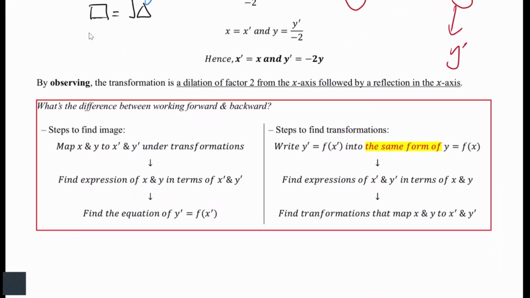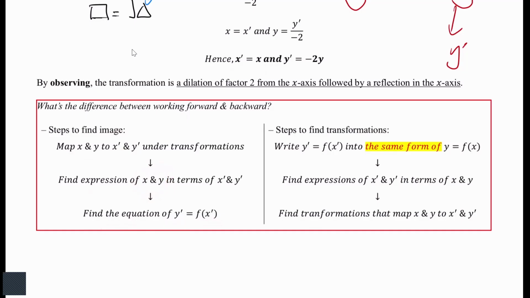All right. Now, let's compare the differences. When you're looking for the image, which is the equation of the graph of the transformation, you are going to map x, y to x dash, y dash and find the expression of x, y in terms of x dash, y dash, because the only information you're given is the original function. You don't have any information about the new function. You want to look for that. So you have to utilize the relationship between x and y, then change it in terms of x dash, y dash, then find the equation.